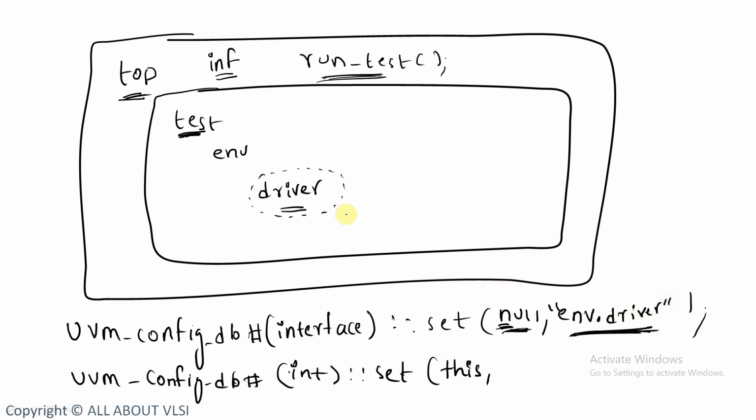Or else, suppose we want all the components under this test, under this environment, to receive the data. Then I'm going to write environment.star. The environment itself cannot receive any data from the database, but the components under the environment can receive all the data items. This is how I can restrict access to the database by mentioning the path here. In detail we will discuss further in our later discussions.